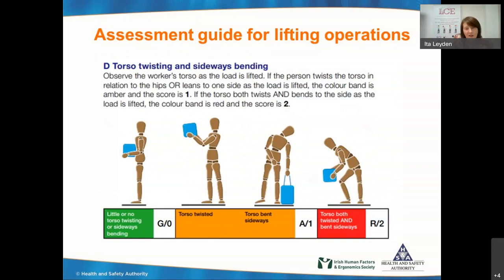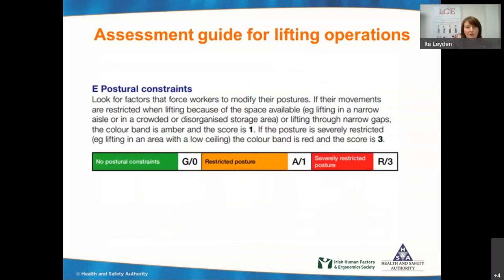Then we look at postural constraints. Postural constraints are something that causes the individual or the worker to modify their posture, because their movements are restricted by their environmental conditions or the space available to them. So, for example, going through narrow gaps or having a very disorganized workplace. And here, if the posture is severely restricted, we score it 3. It's subjective as to what's restrictive, but I'll put that into perspective for you. If someone has to work in a cramped condition in the hold of an aircraft, that would be severely restricted posture.